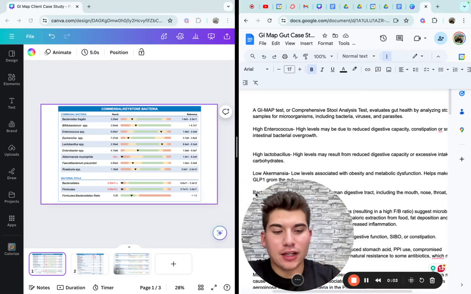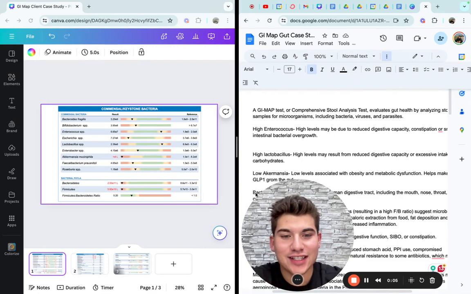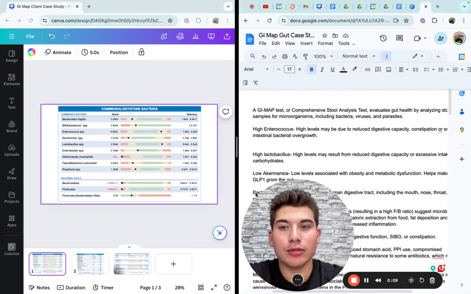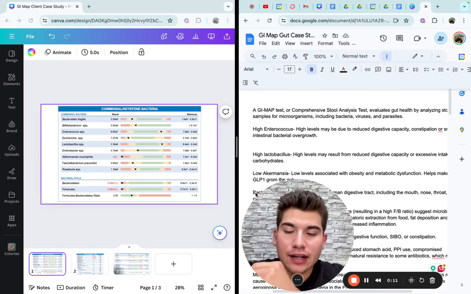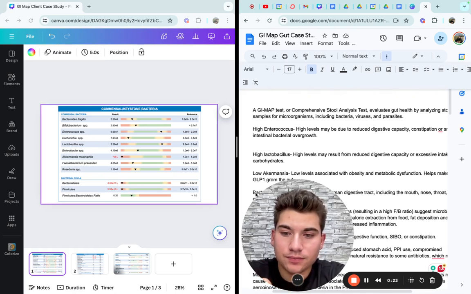All right, so the microbiome is fascinating, and today I'm going to go through a full case study that I would do with someone here that I have with a GI map. I'm going to transparently show you everything that I do in a situation like this, getting these results back in the exact protocol methods that I use to get this person to heal.